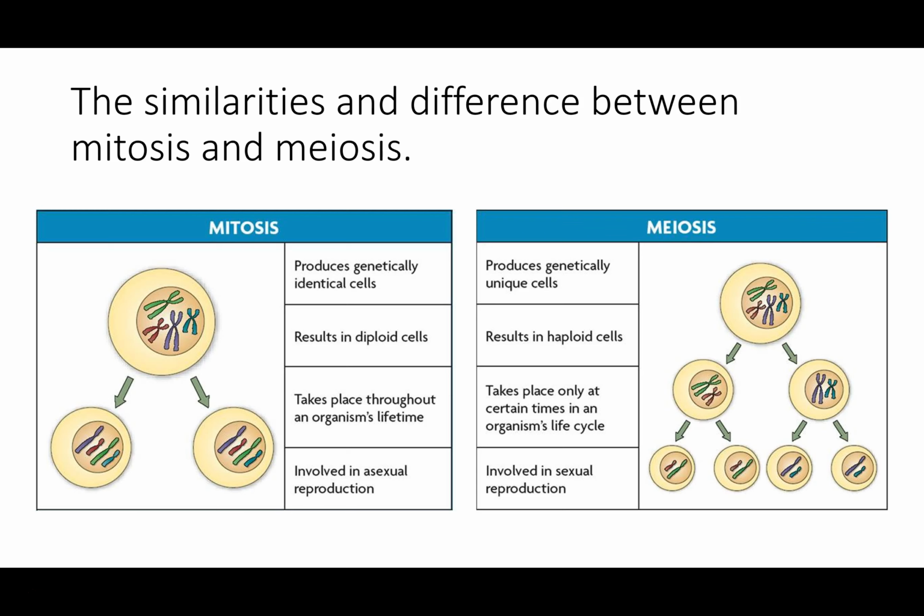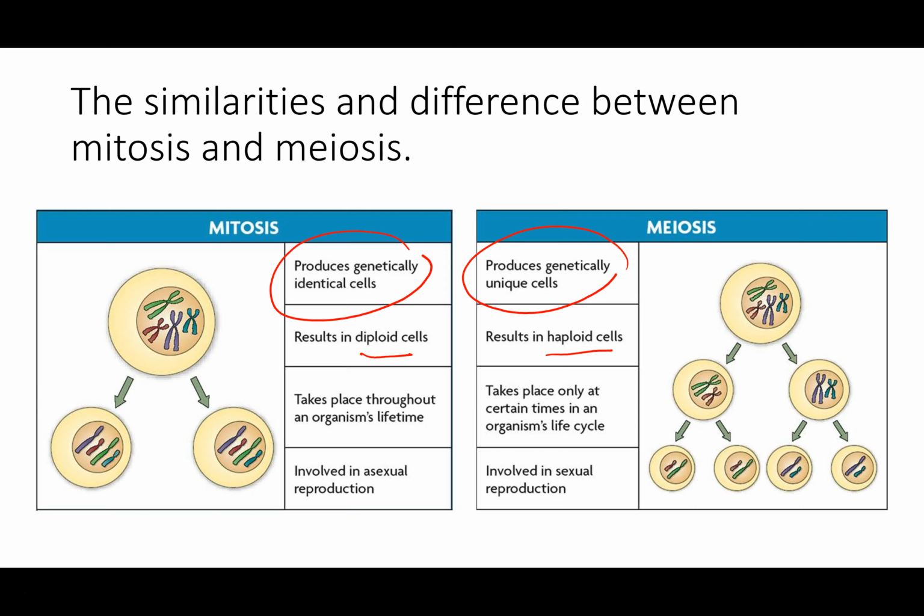Okay, so this is the same thing again. The similarities and differences between meiosis and mitosis. Mitosis always produces identical cells. Meiosis produces unique cells, right? It's genetically different. They don't have the same genetic information as the mother cells. Mitosis results in diploid. Meiosis results in haploid.